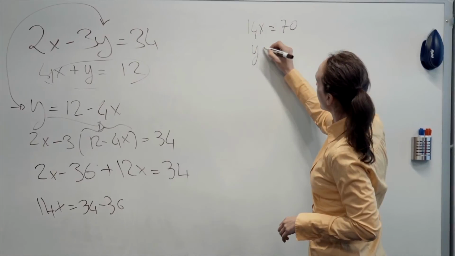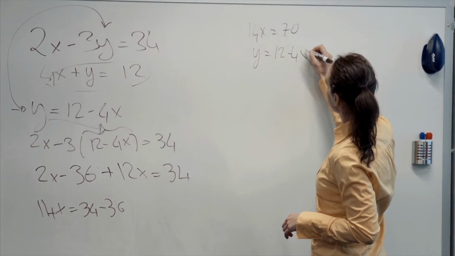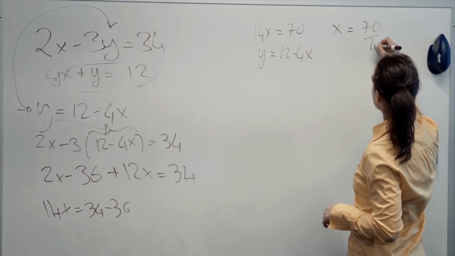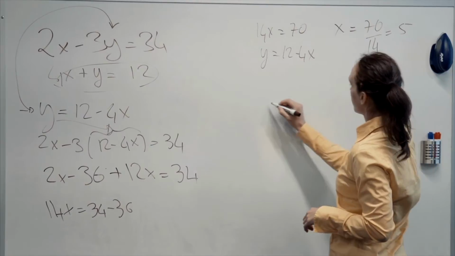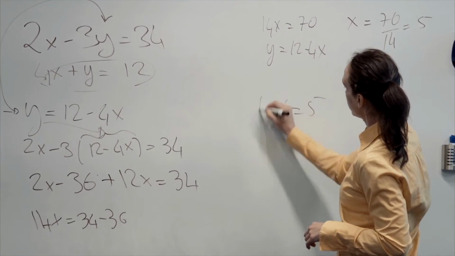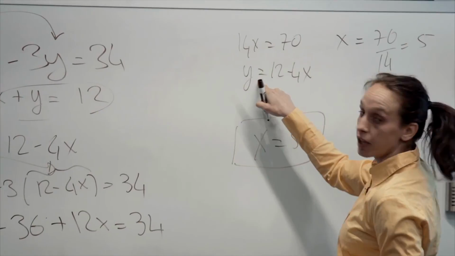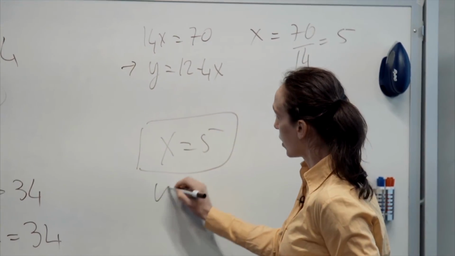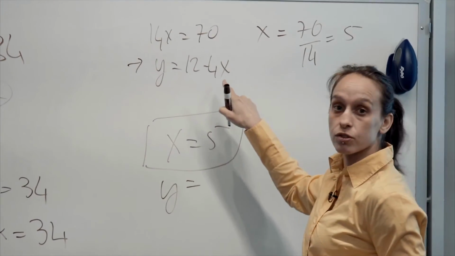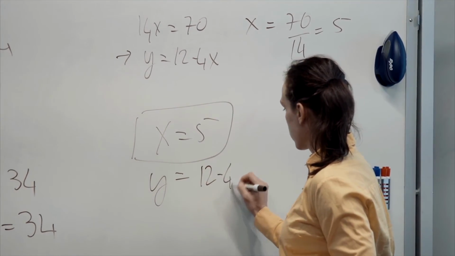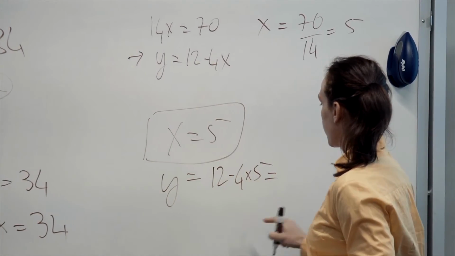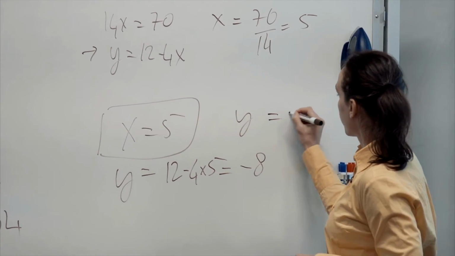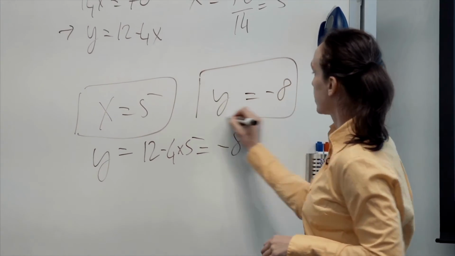And then I still have y is equal to 12 minus 4x. This gives me x equal to 70 over 14, which is 5. So my first unknown is equal to 5. And then I can plug this information back into this equation, and I have y is equal to 12 minus 4 times 5, which is 20, which gives me minus 8. So the other unknown takes the value of minus 8 in this set.